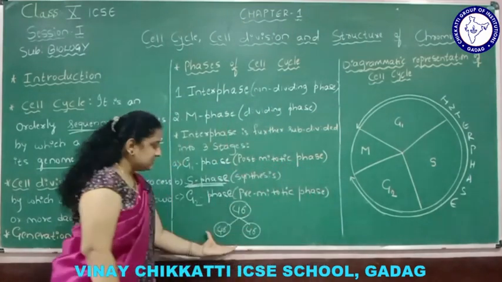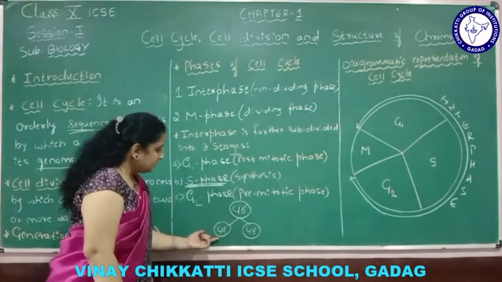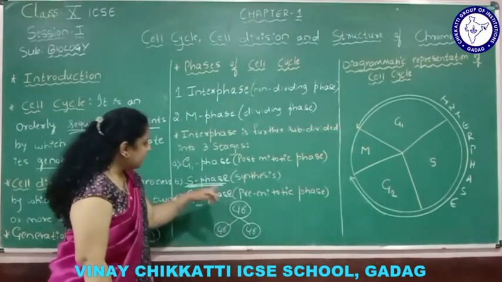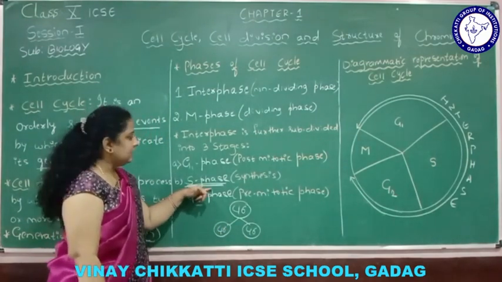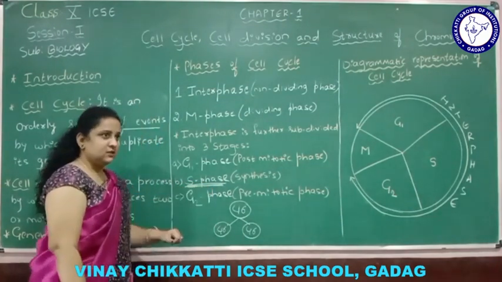The same thing happens here. The copy of genetic material takes place so that the daughter cells get an equal number of chromosomes. The same thing is happening in S phase, synthesis. DNA replicates, makes this copy and passes it to the next generation.